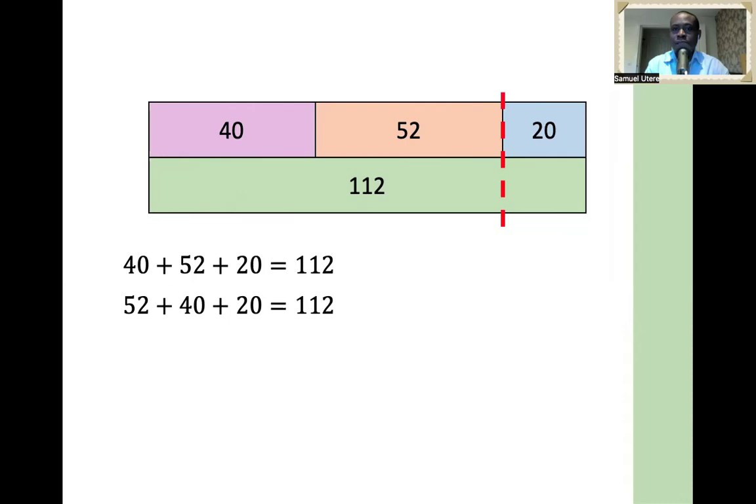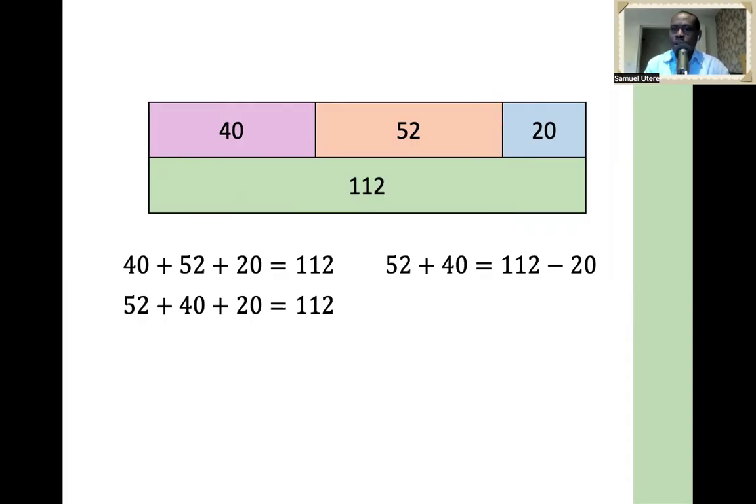Imagine that we take a slice of the bar of 20 off the bar of 112. What calculation would you represent? Well, we can say 52 plus 40 is equal to 112 minus 20.